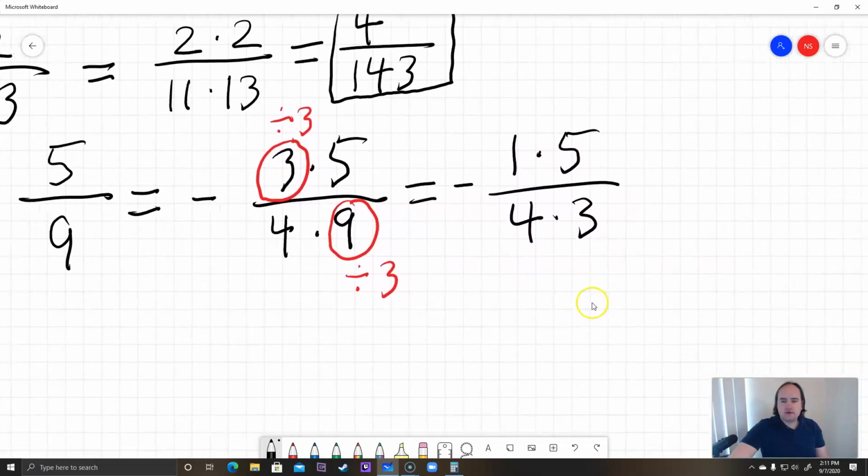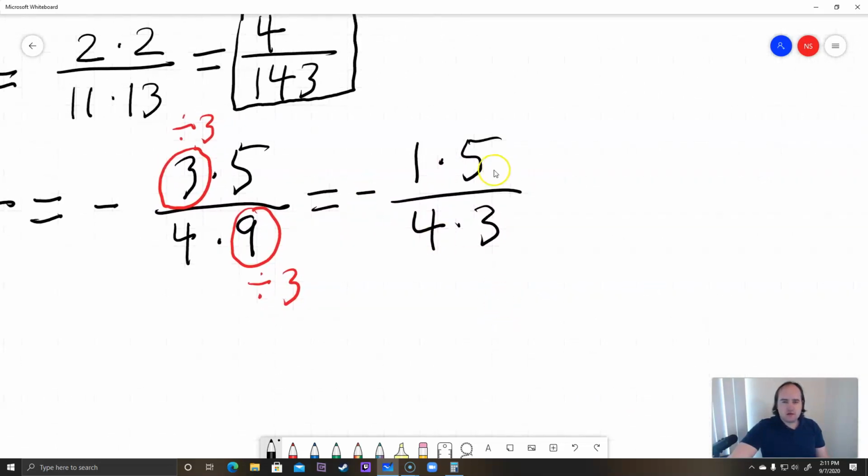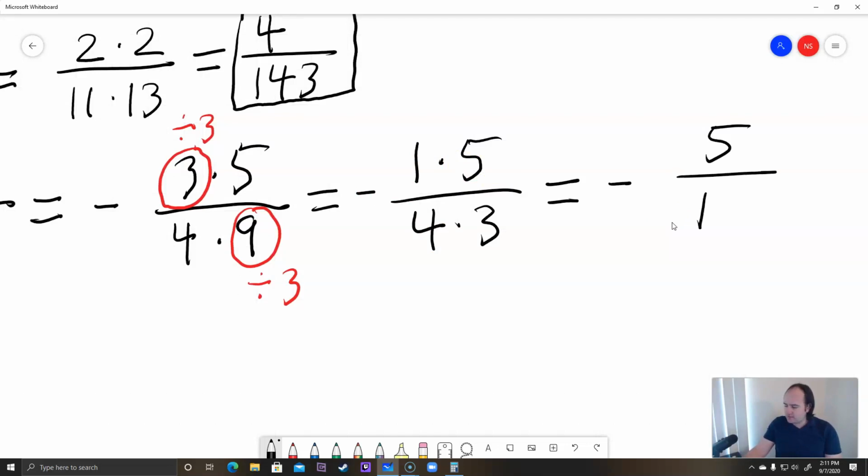Notice when you do it this way, the multiplication is even easier, because on the top 1 times 5 is 5, and on the bottom 4 times 3 is 12. If there were any more common factors, you would have to divide by them here. But since there aren't, this is already simplified. So our answer is negative 5 over 12.